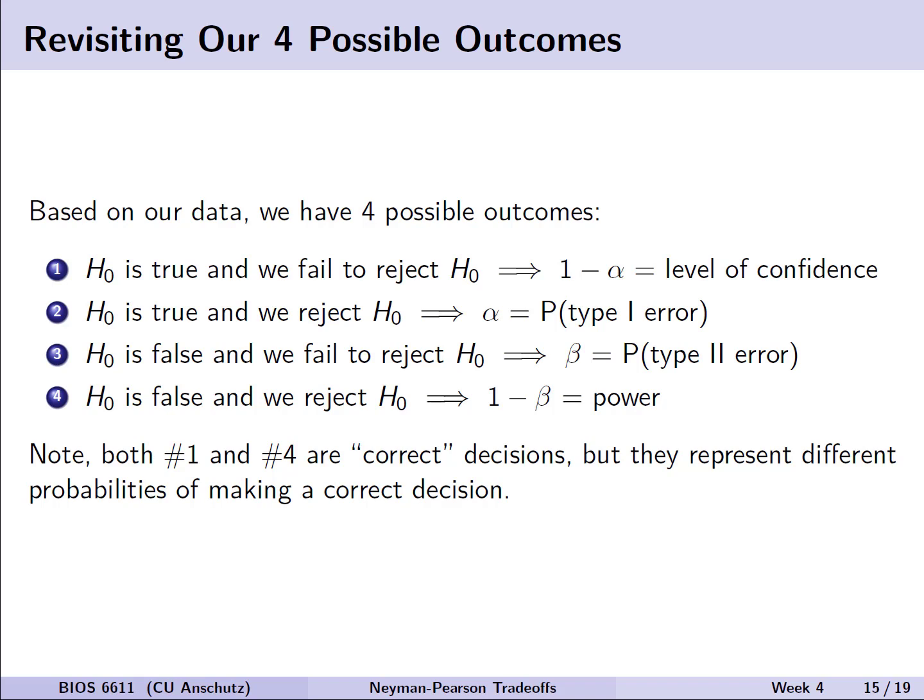In case 3, we have again the incorrect choice where H naught is false and we fail to detect that difference in an effect. So that's beta, our probability of that type 2 error. And then we have, for our fourth scenario, H naught is false and we correctly identify there's a difference, or the power, 1 minus beta, of a study. It is useful to note that 1 and 4 are both correct decisions, but they represent, again, different probabilities of making a correct decision with respect to power to detect a difference and the level of confidence that no difference exists.